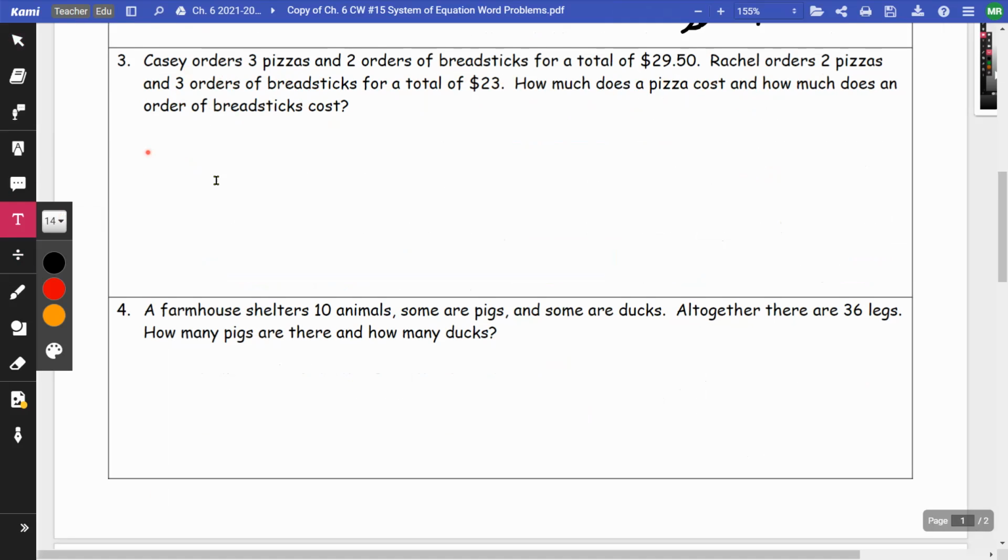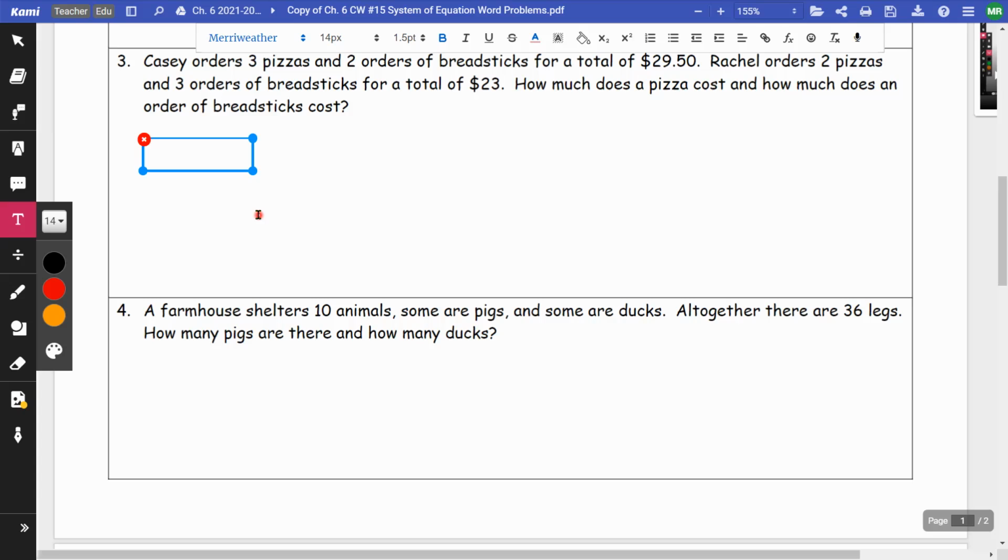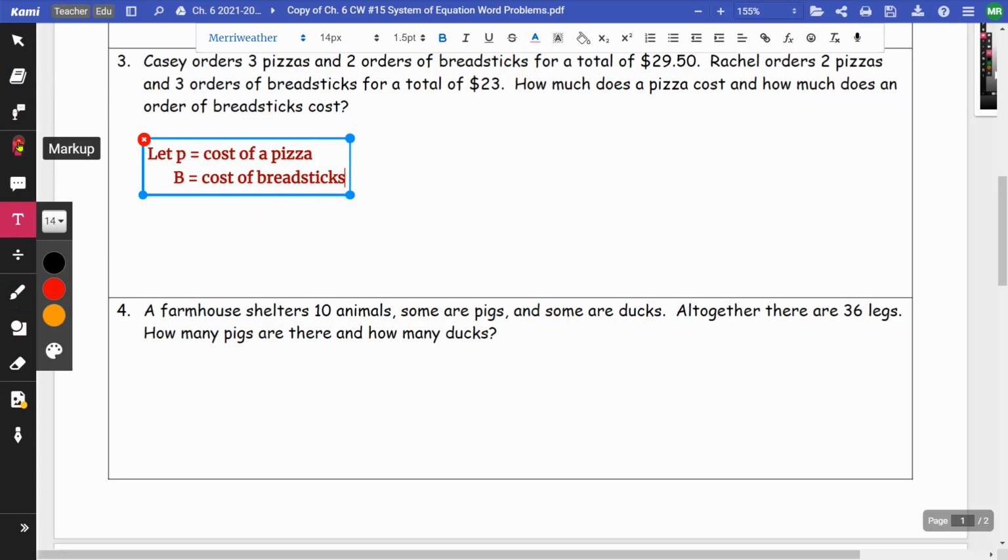Okay, so let P equal the cost of a pizza, and B, I'm going to do capital B just so that when I write it, it doesn't look like a 6. So B equals the cost of breadsticks, an order of breadsticks.